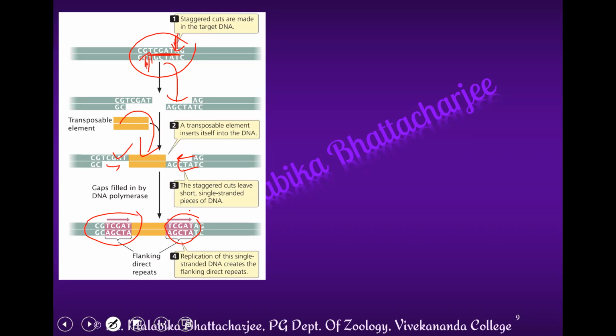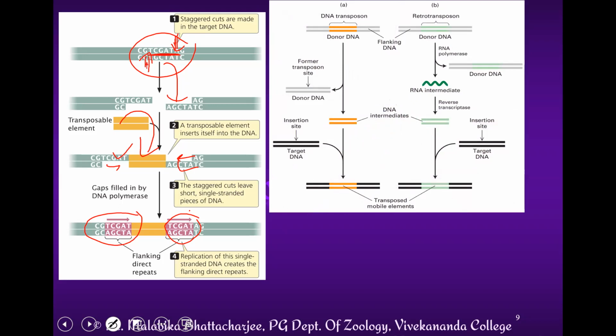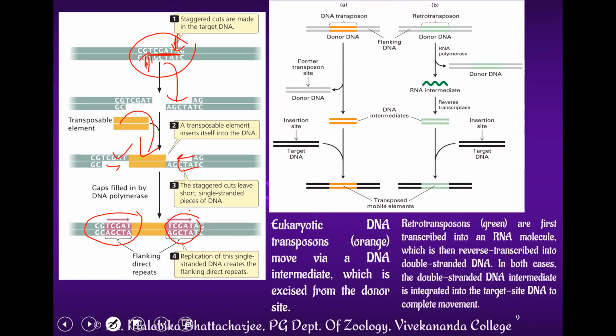Obviously, how the original transposon cut itself out from the DNA has not been shown here, but how it gets inserted into a new place has been shown in this diagram. Now, this is another picture showing you the two categories of transposon found in eukaryotic DNA. If you look into the eukaryotic DNA, there are basically the DNA transposons. So there is a donor DNA, there is a target site, cleaving, and the donor DNA is inserted.